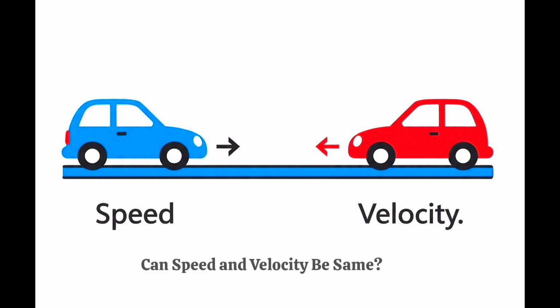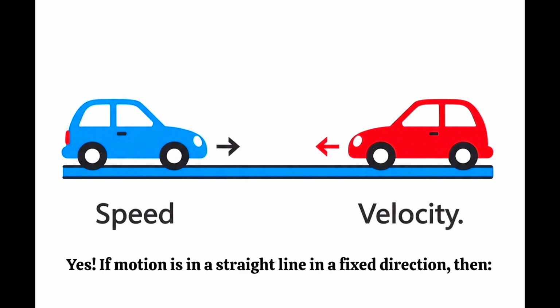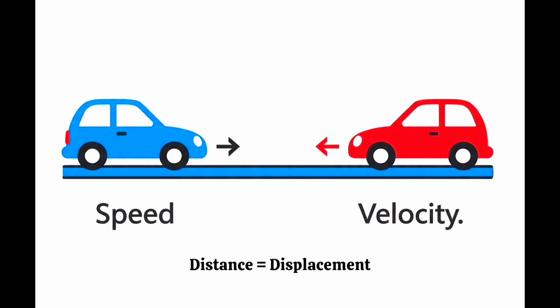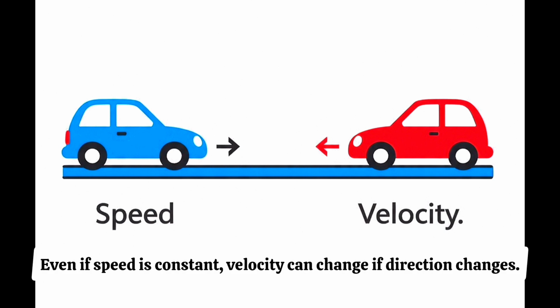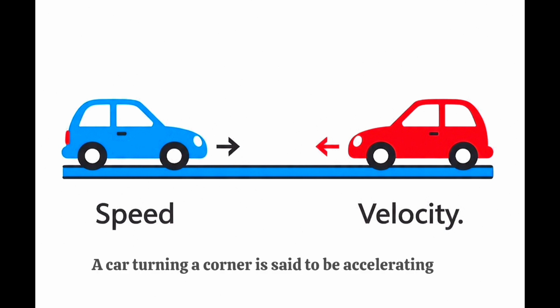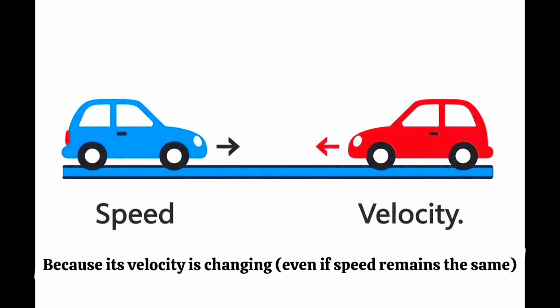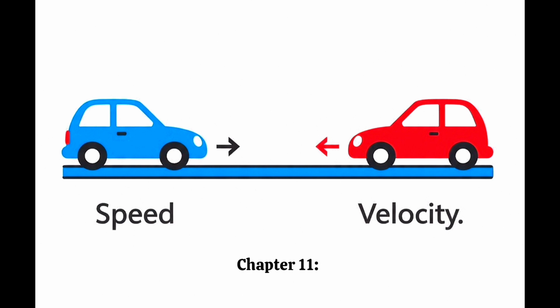Chapter 9. Can speed and velocity be the same? Yes, if motion is in a straight line in a fixed direction, then distance equals displacement. So, speed equals velocity in magnitude. But if there's any change in direction, even if speed stays the same, velocity changes. Chapter 10. Acceleration depends on velocity. Even if speed is constant, velocity can change if direction changes. This is why a car turning a corner is said to be accelerating, because its velocity is changing even if speed remains the same.